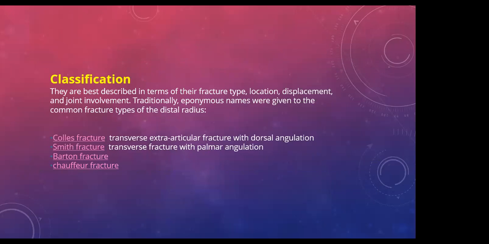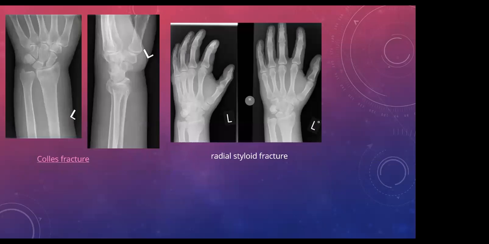Classification is described in terms of fracture type, location, displacement, and joint involvement. Colles fracture: transverse extra-articular fracture with dorsal angulation. Smith fracture: transverse fracture with palmar angulation.